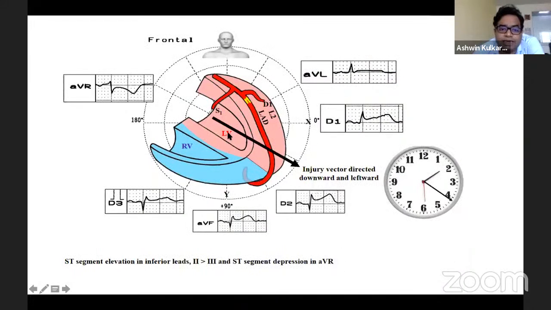So this is a distal LAD, in the downward side. It's the more distal part of the LAD. In this direction, you will have ST elevation in lead 2, ST elevation in lead 1, whereas there will be ST depression in lead AVR. So it's diagonally opposite. So these are the distal LAD lesions.